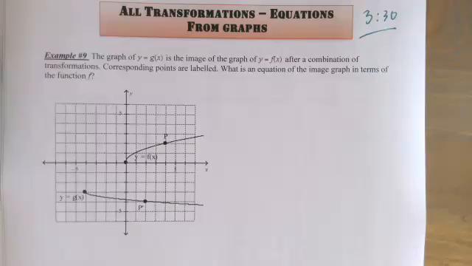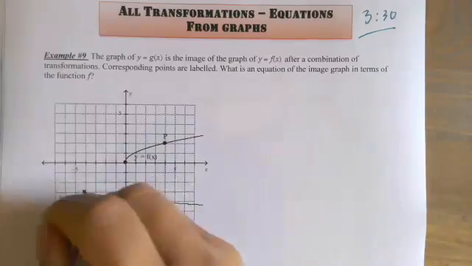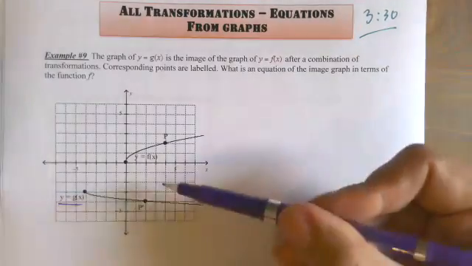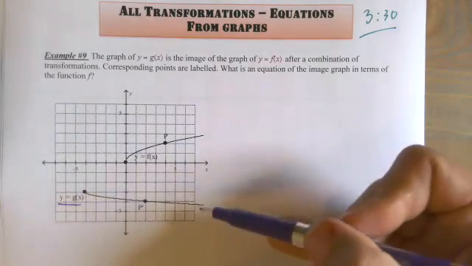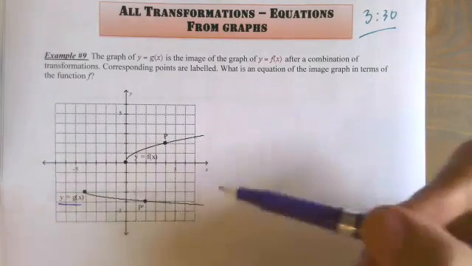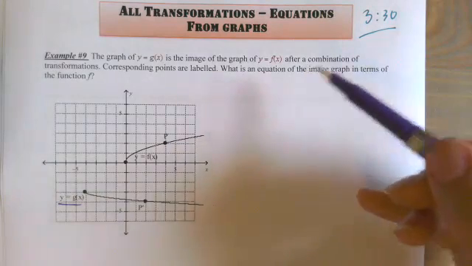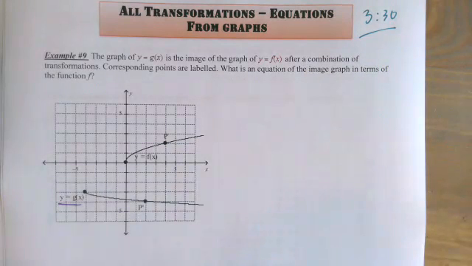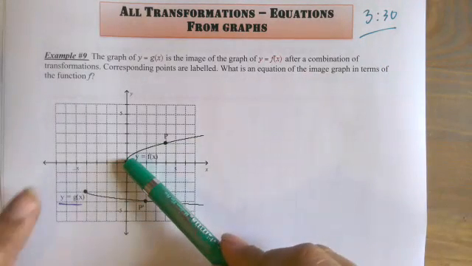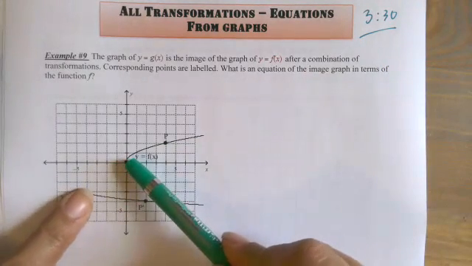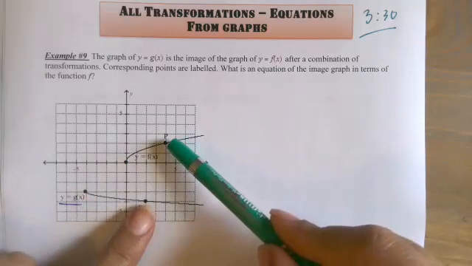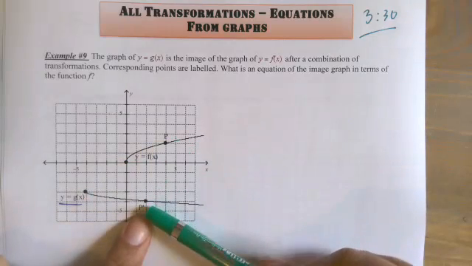So let's first read this question. The graph of g of x, so this graph here, is the image of the graph of f of x. So this is the graph that we got from the original graph after combinations of transformations. Corresponding points are labeled, and you definitely need corresponding points to ease your deduction. So here this point is going to correspond with that point, the origin, and then the next point, P, is going to correspond with P prime.